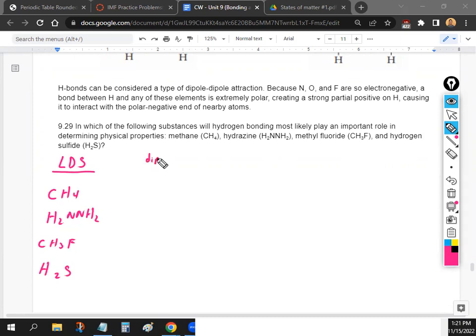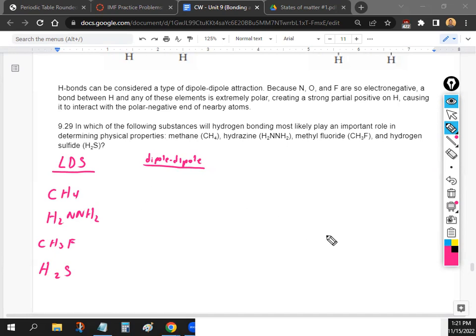Okay, let's talk about the next section now. The next strongest one that we learned is dipole-dipole, and we're going to go through them and figure out if they have dipole-dipole. So let's start with methane. Does methane have dipole-dipole? No, because it is non-polar, right? So methane does not have any dipole-dipole. Okay, let's go to hydrazine. Does hydrazine have dipole-dipole?